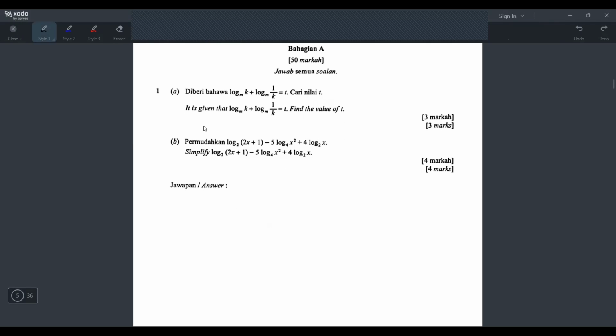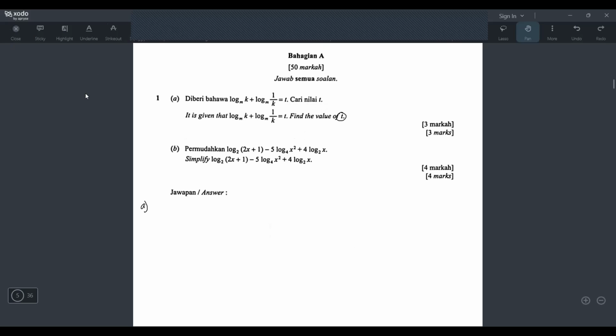All right, let's start with question number 1. Number 1A, let's read. It is given that log k base m plus log 1 over k base m equals t. Find the value of t. When we are doing this kind of question, indices or log question, I always say the same thing: check the base. You need to make sure they are the same base. If it's not the same base, there's nothing you can do, you cannot continue. So you have to make sure it's the same base.